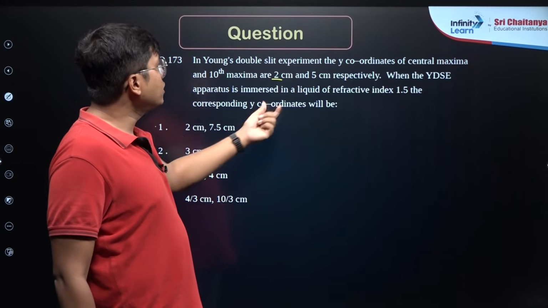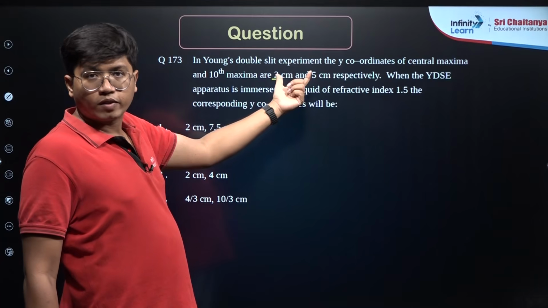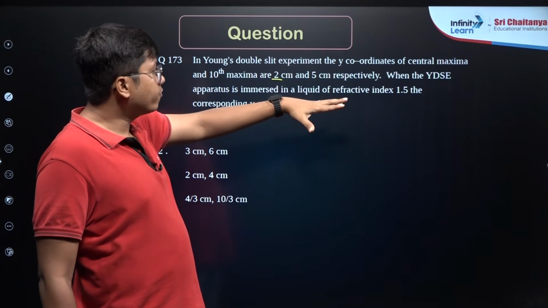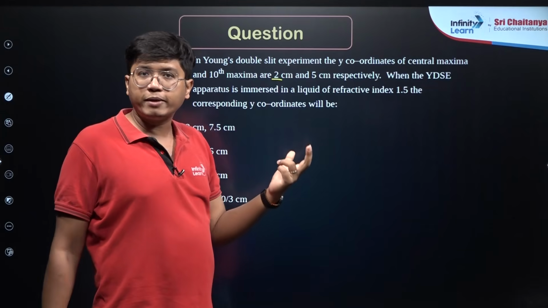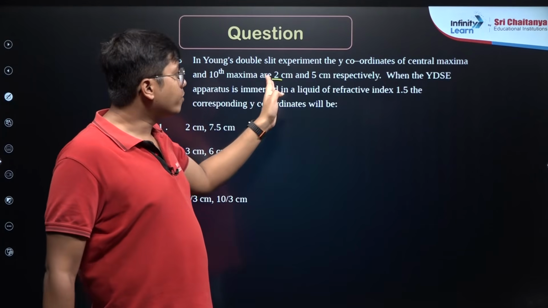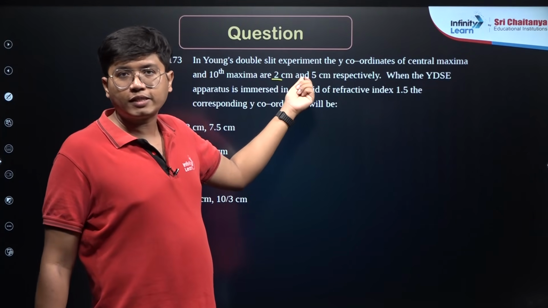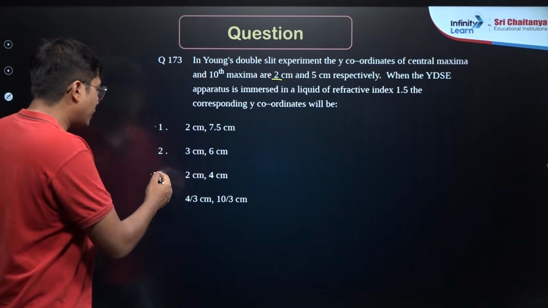I know 10 fringes was basically 3 centimeters. Now that will get reduced to 1/5. So 1/5 of 3 centimeters is... wait, with the index, it becomes 2 centimeters. So I know the 10th fringe will now be formed 2 centimeters from the central fringe. So that would be at 4 centimeters.